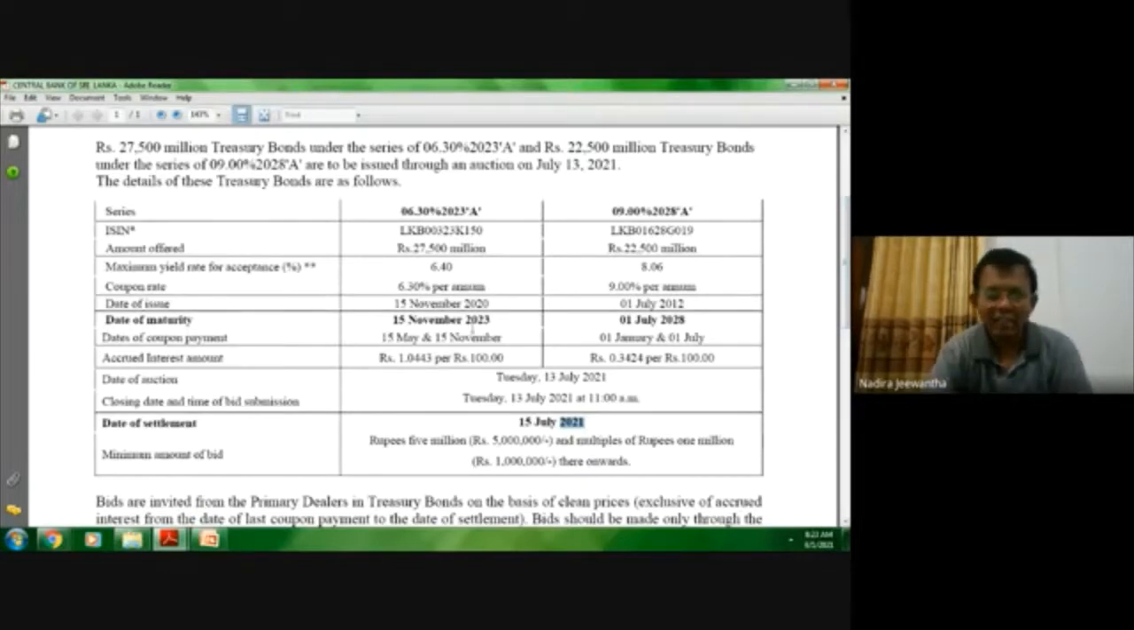See, now there is an investor who has invested in this particular bond in 2020. So you have met him.